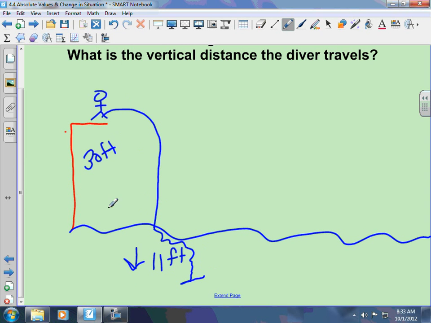He travels 30 feet, hits the water, and then travels 11 more feet as he goes down. Do we have to add these two numbers or subtract them? He still goes down, doesn't he? He goes 30 feet, and then he goes 11 more feet. We have to add them. 30 plus 11 is 41 feet. He travels 41 feet. You guys should be doing the warm-ups. Draw a picture. It might help.